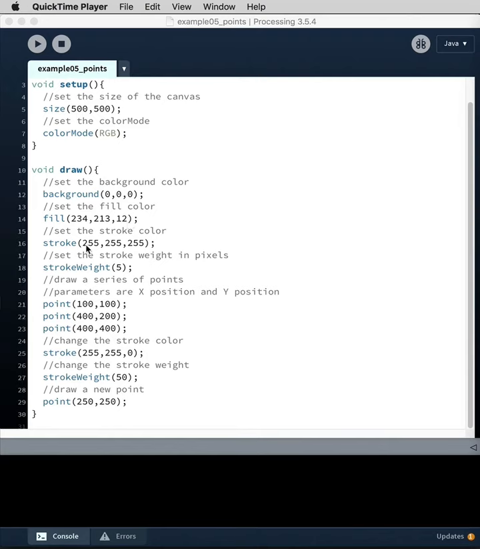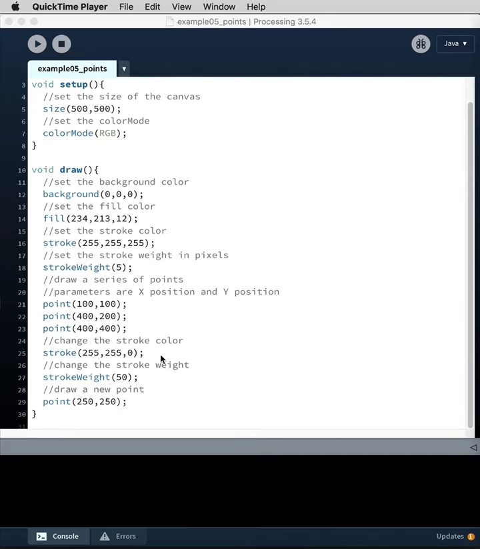a stroke set to 255, 255, 255, which is white, a stroke weight, which is 5 pixels, and then I've got 3 separate points. You can see there's only 2 parameters, the X position and the Y position. And so we've got one in the upper left, 100 by 100, one at 400 and 200, so over to the right and about a third of the way down. And then we've got another point that's over to the right and closer to the bottom.